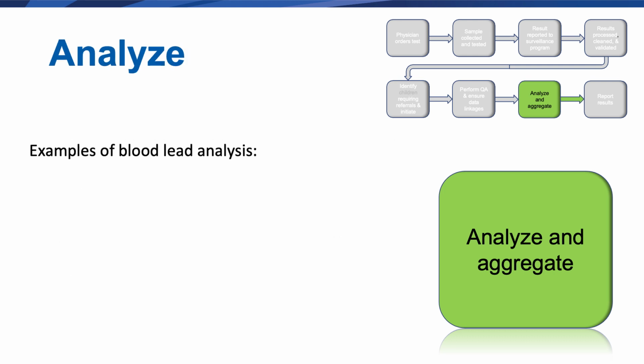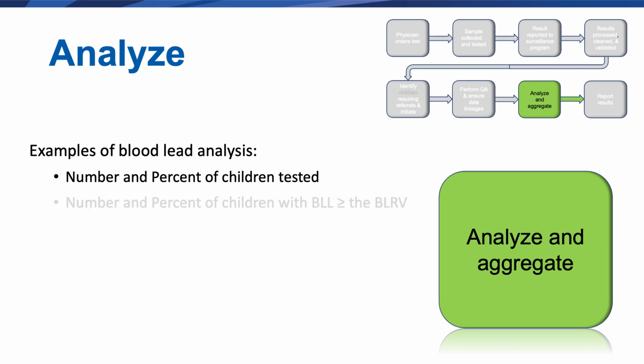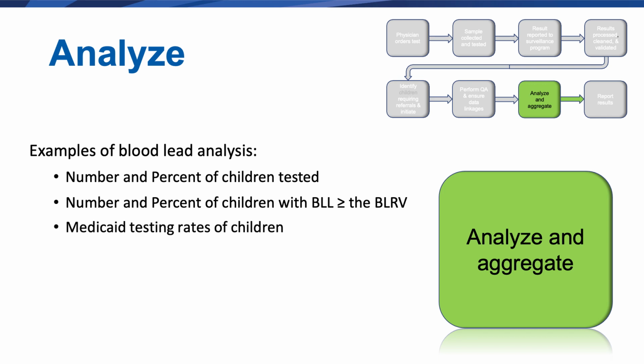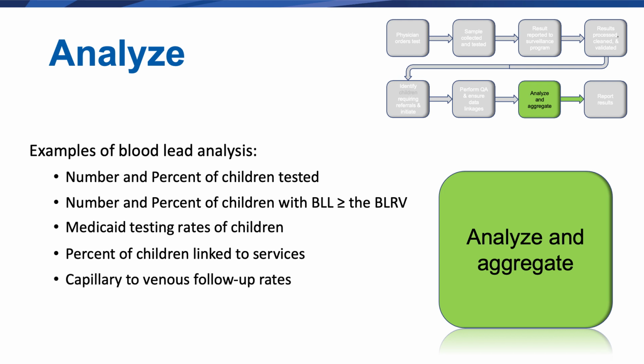Some common analyses for blood lead programs include calculating the number and percent of children tested, or the number and percent of children with levels above the blood lead reference value, calculating Medicaid testing rates for compliance with Healthcare Effectiveness Data and Information Set, HEDIS, measures and Medicaid testing requirements, determining the percent of children with levels above the blood lead reference value who are linked to services, calculating what percent of higher capillary results receive a confirmatory venous test, and reporting on testing information based on geographic distribution and amongst different demographic groups.